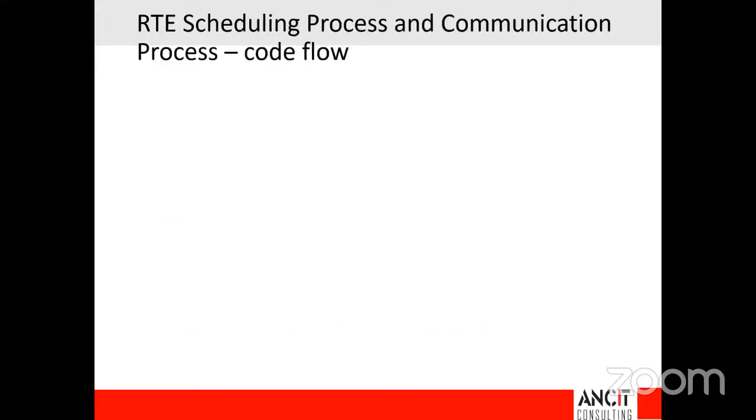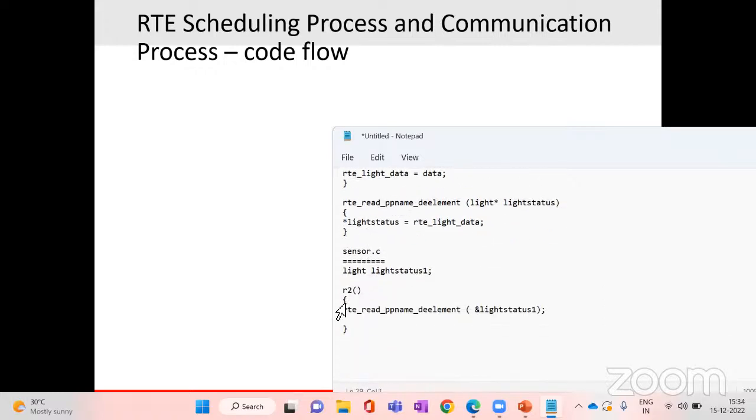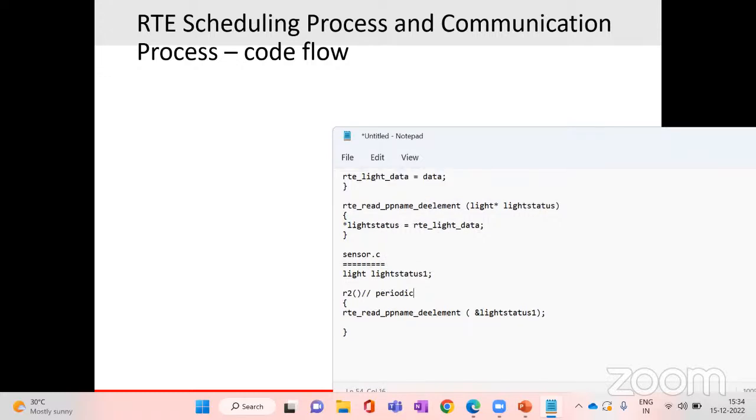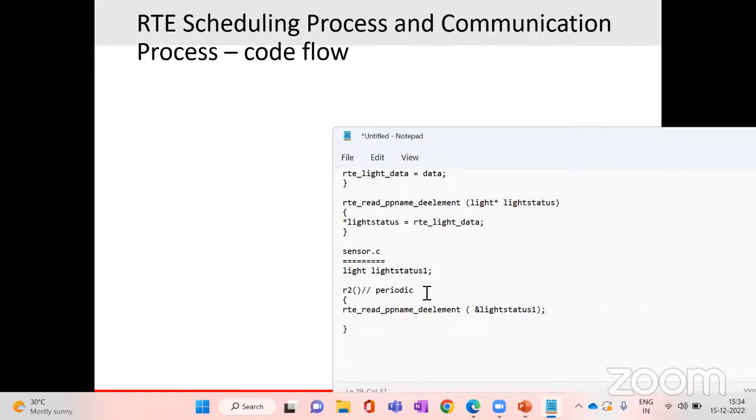If I have to look at the runtime environment and the code flow, see, I have a runnable here, R2. Now this runnable could be a periodic event. This runnable could be on data reception. This is an RTE event, and this is another RTE event.